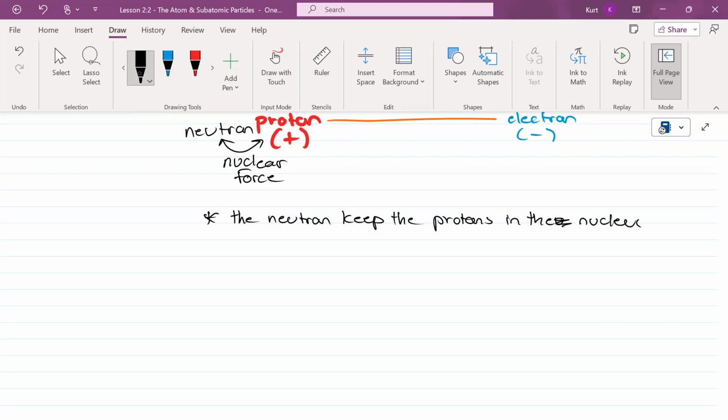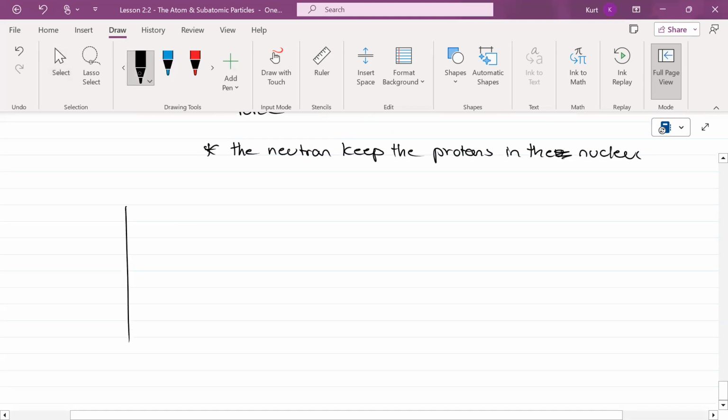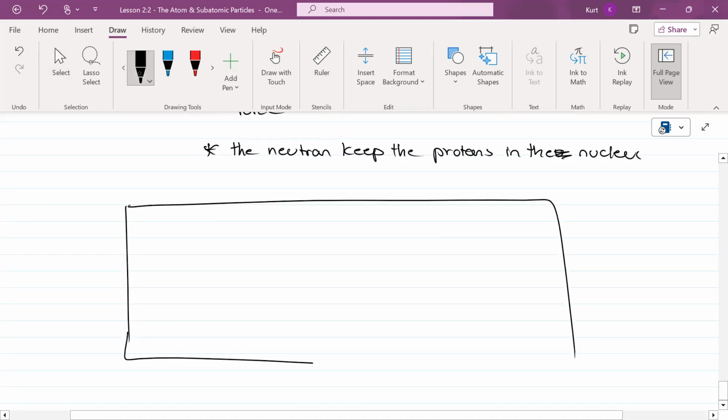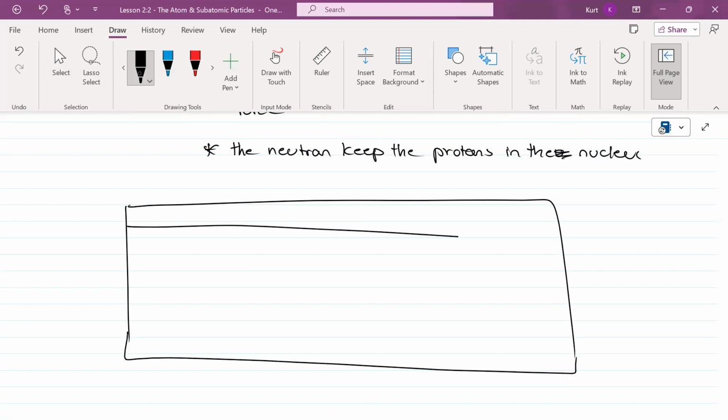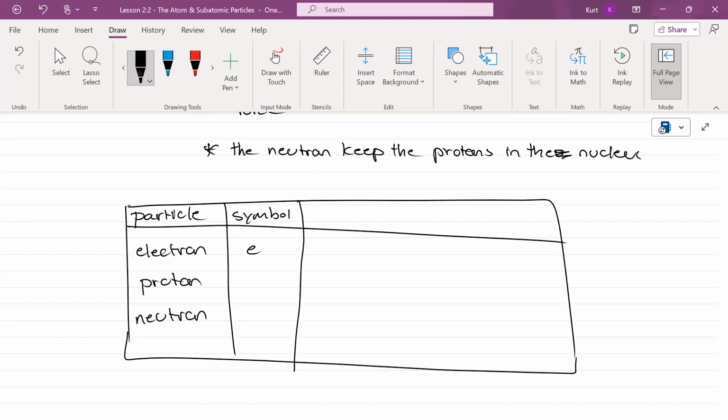All right, we're running out of time here. So the last thing I want to do is make a data table to give you some pieces of info. I want to try to finish this for the bell. The first column is going to be particle. Electron, proton, neutron. The symbol: E negative, P positive, N. And what I do, I put in 0. That's a 0. Guys, give me 10 seconds. I'll get you out of here.